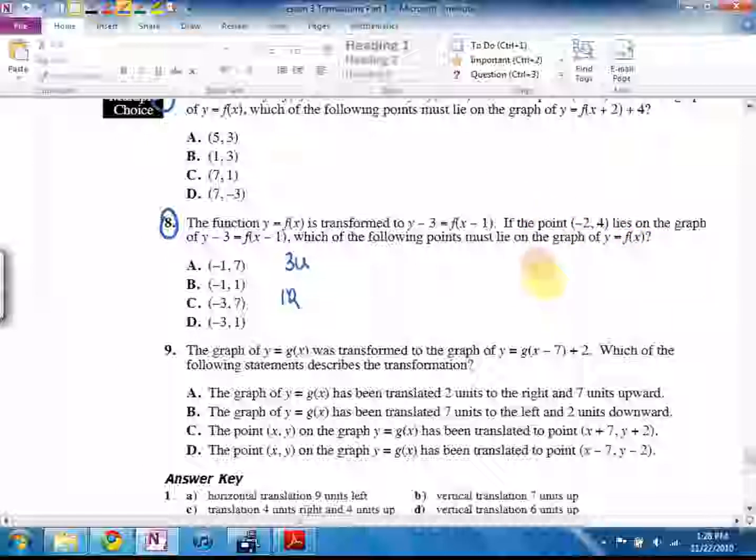So here's my new point. But this time they're asking us to go back to where we started from. So if we went 3 up and we ended up at 4, how high did we start from? Yep. And if we went 1 right and ended up at -2, right? D. That makes sense? I like that.